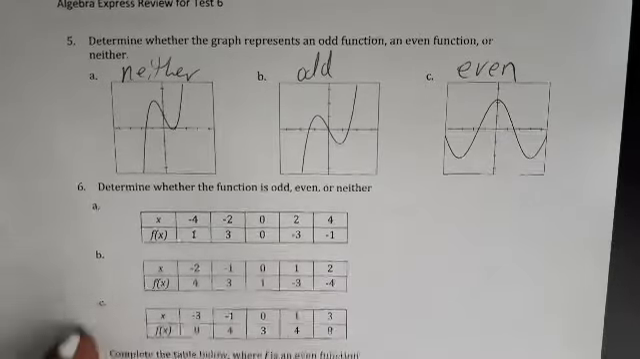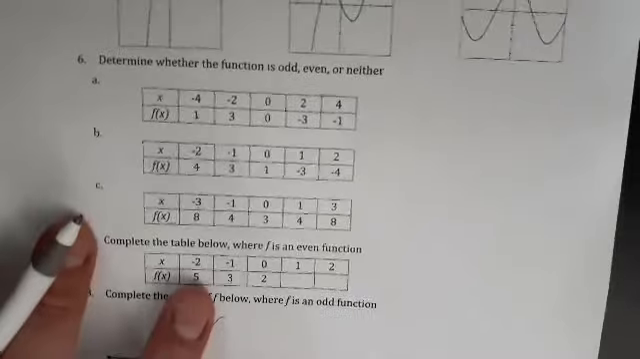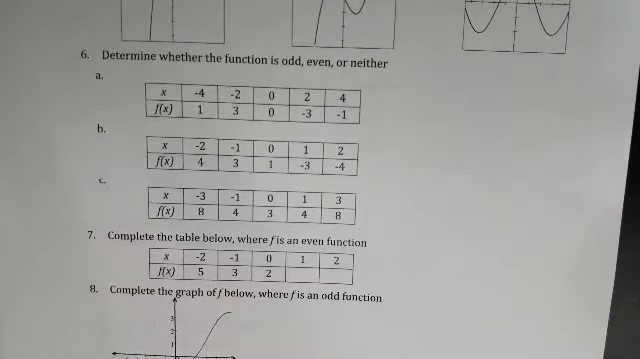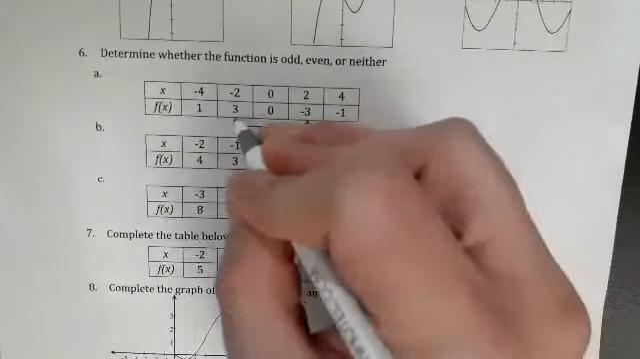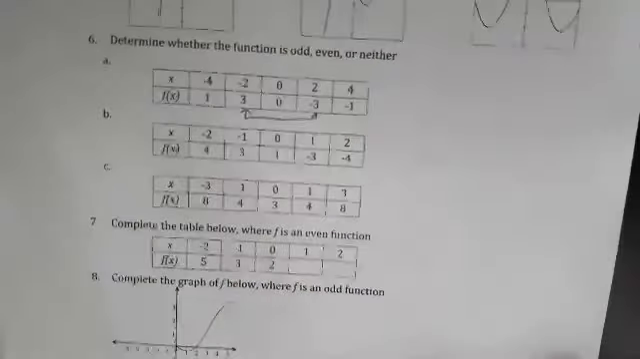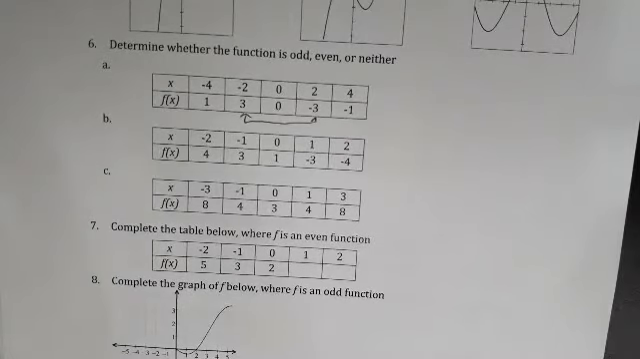Okay, so now they're doing it numerically. If we have a table, even, odd, or neither, we're looking along here. So what do we look at if they are even or odd? Hope you're looking along there, right? So we're looking along there. What do you notice about those things? Are they the same or opposites? Opposite. They are opposites. 3 and -3, 1 and -1 are opposites.